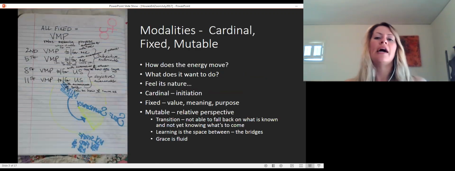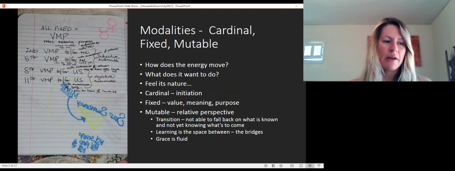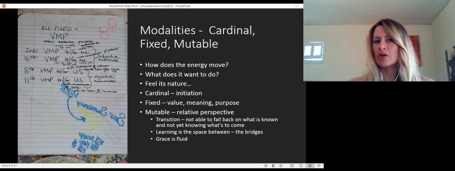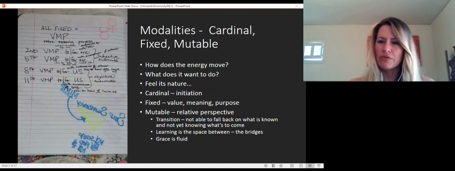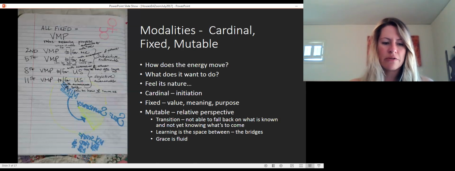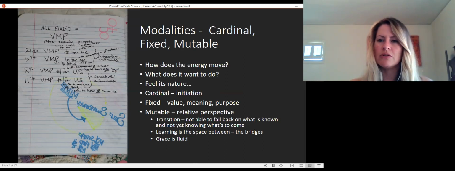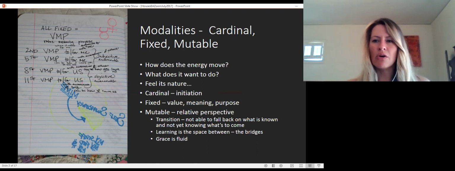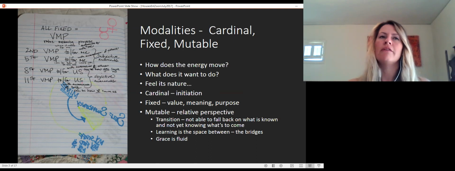So the next thing that I look at, first of all, when I'm thinking about houses, before getting into the nitty-gritty details, is the house a cardinal, fixed, or mutable house? Being, how does the energy actually move? And this is something that I challenge myself and my students to really feel into, even letting go of some of the names and labels of things, but just what is the feel of the energy in that house? What does that energy want to do?